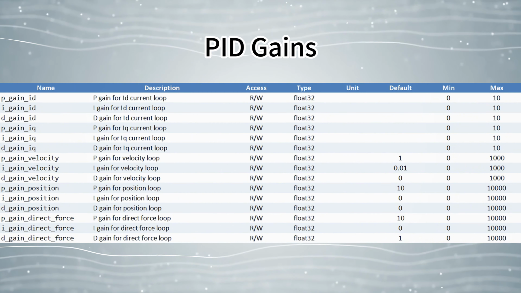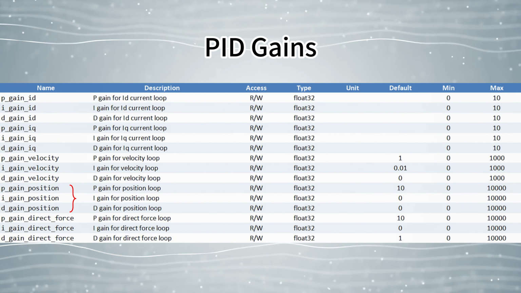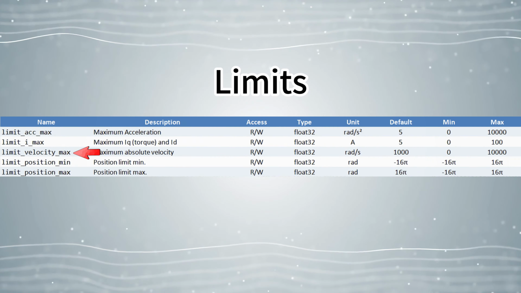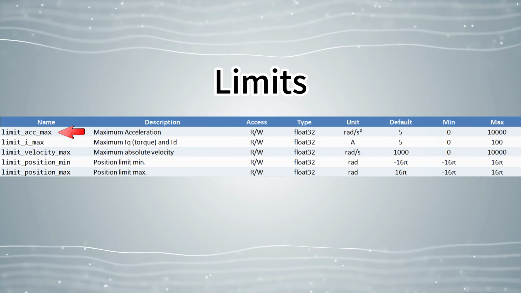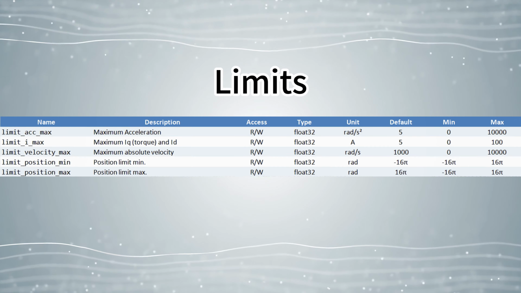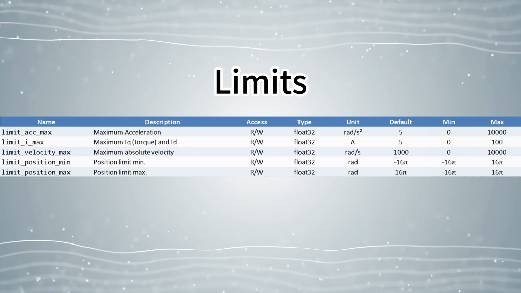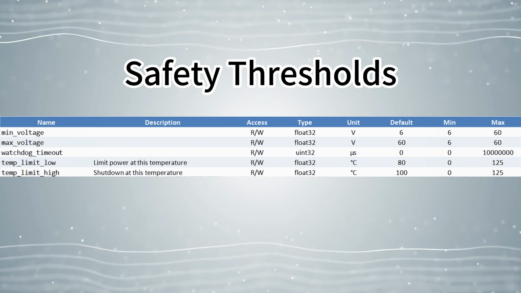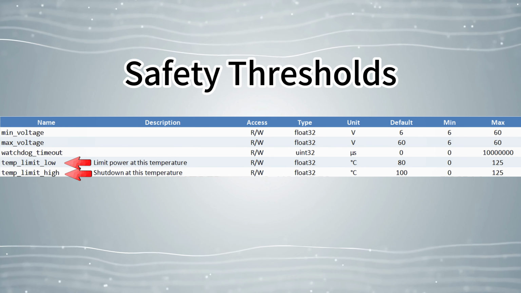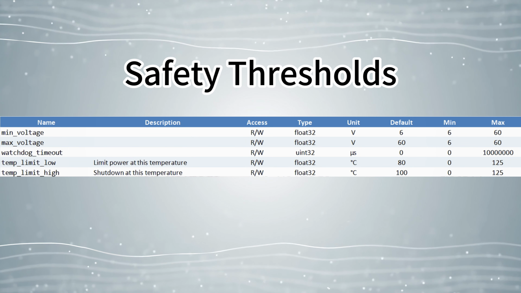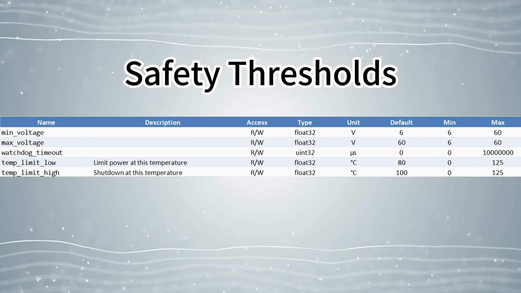PID gains. These tune your current, velocity, position, and direct force loops. Limits. From limit Imax for torque and limit velocity max for speed, to limit accelerate max for smooth trajectory generation, and limit position to define your workspace. These are your hardware's guardrails, ensuring your robot moves safely within its physical design limits. Safety thresholds. You can set voltage and temperature limits here. For example, when temperature limit low is hit, the motor starts throttling power to protect itself.